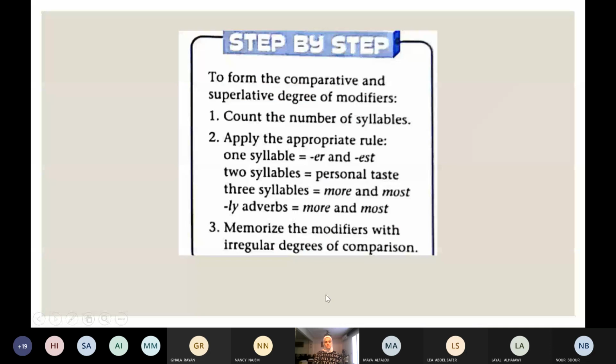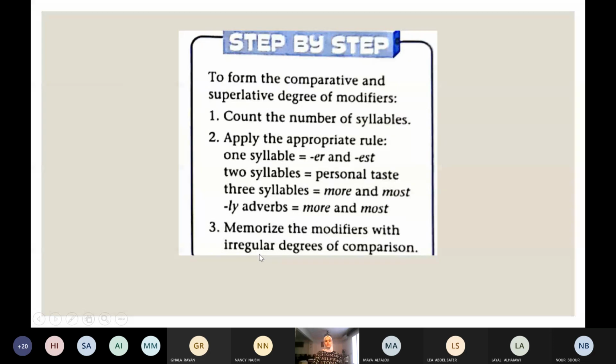So this is step by step, from your book, because I loved how they memorize it. Count the number of syllables. If it's one syllable, ER or EST. Two syllables, it's up to your personal taste. Three syllables, more and most. Ly adverbs, more and most. And here you have to be aware of ly adjectives, like ugly. Then you memorize the modifiers with irregular degrees of comparison.